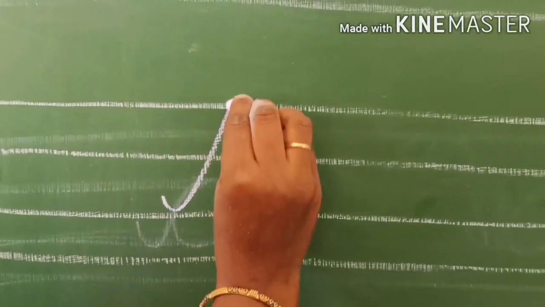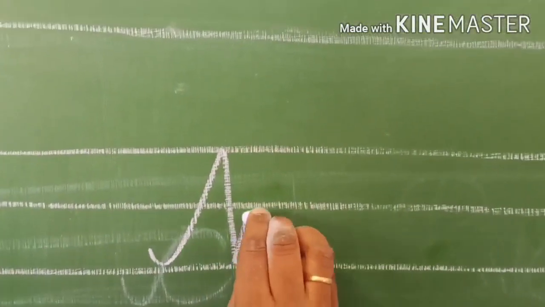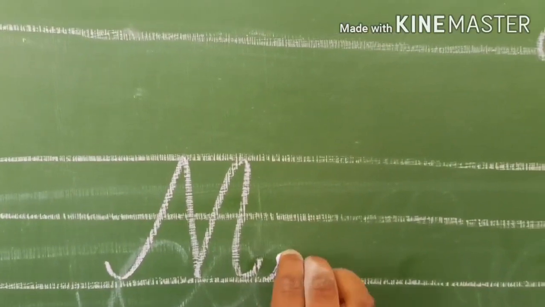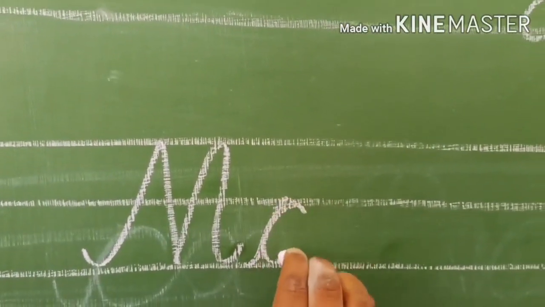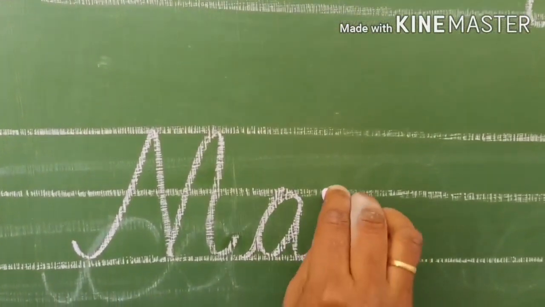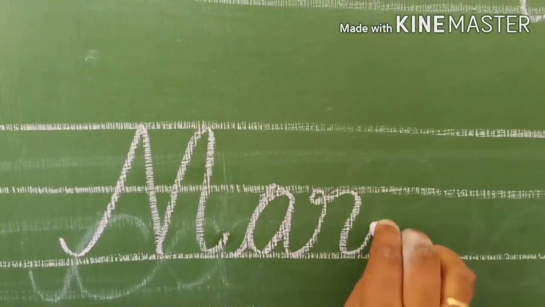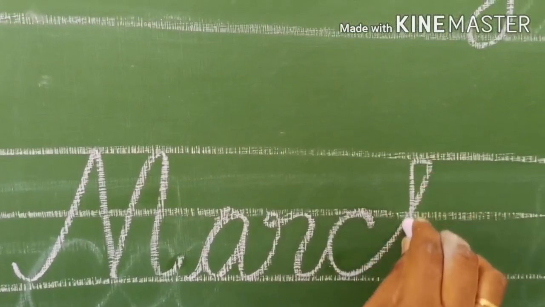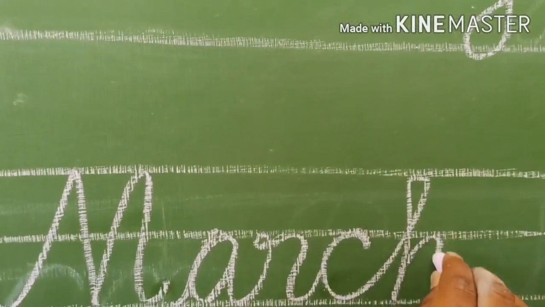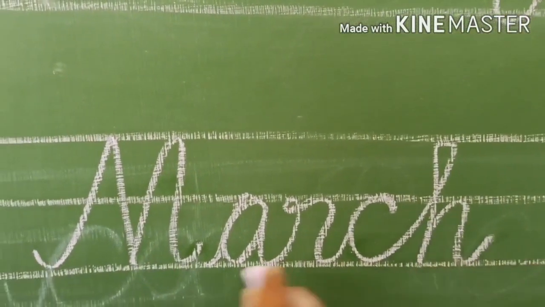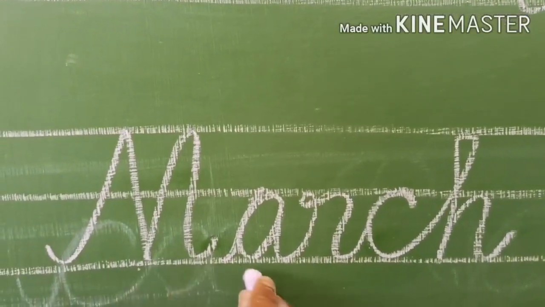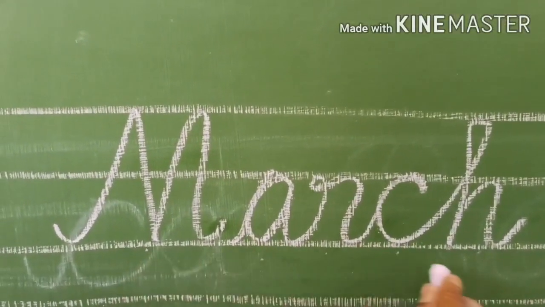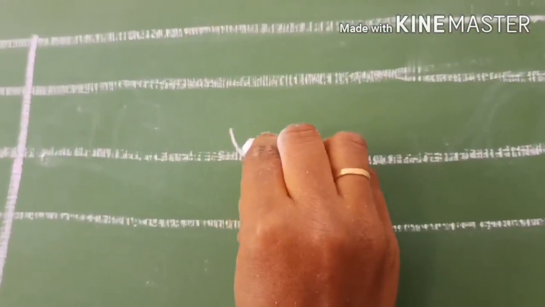March. So capital M, you should write the top line, middle line and base line. A, you should write the middle line and base line. R, you should touch the middle line and base line. C, you should touch the middle line and base line. H, you should write the top line, middle line and base line. So M, A, R, C, H. March. What's the fourth month?